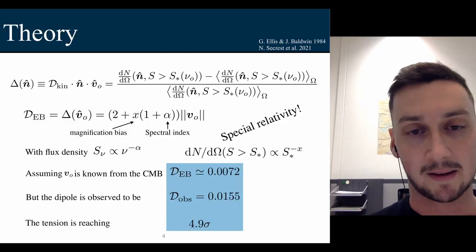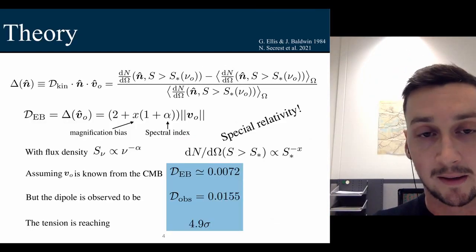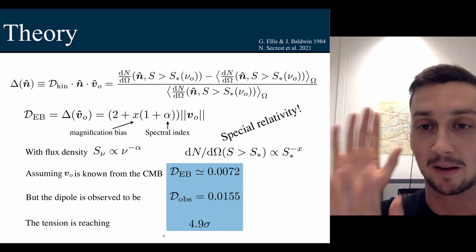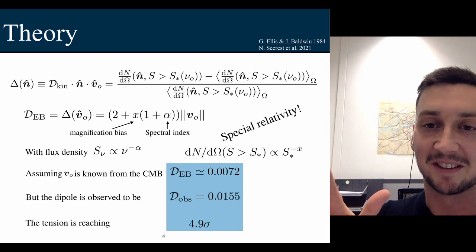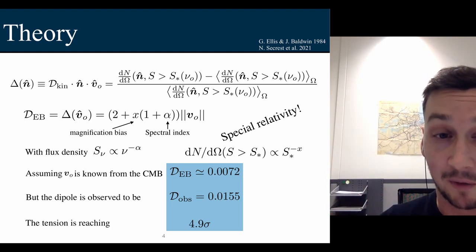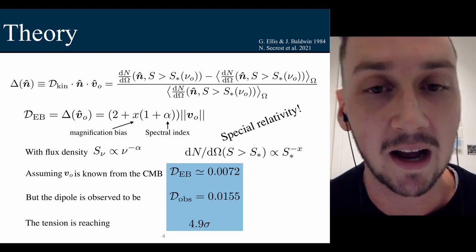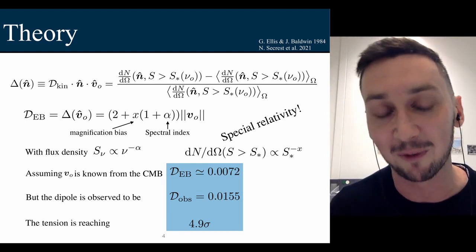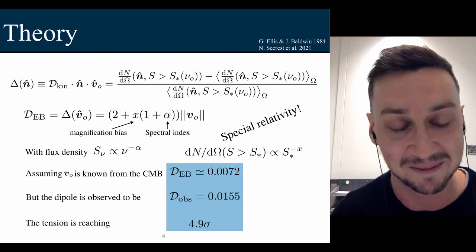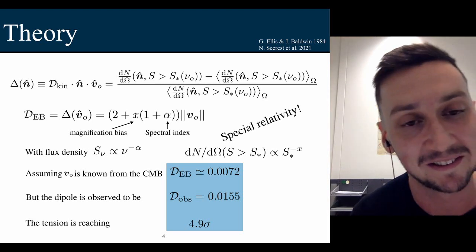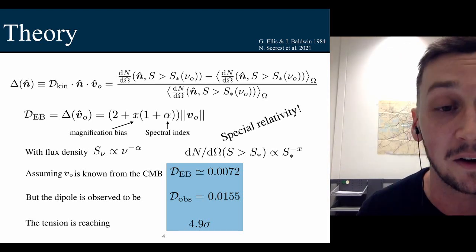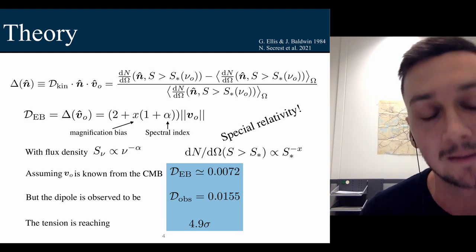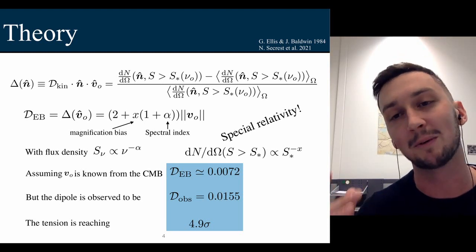So why is this the case? Well, there are two effects. One is the aberration of angles. If you go towards one direction, the angles get contracted. This gives you this factor of 2 for the delta, which is the Ellis and Baldwin derivation, which dates from 1984, way before we had all these measurements with quasars. And then you have this other effect, which is a magnification bias and the spectral index. It's really the Doppler effect.